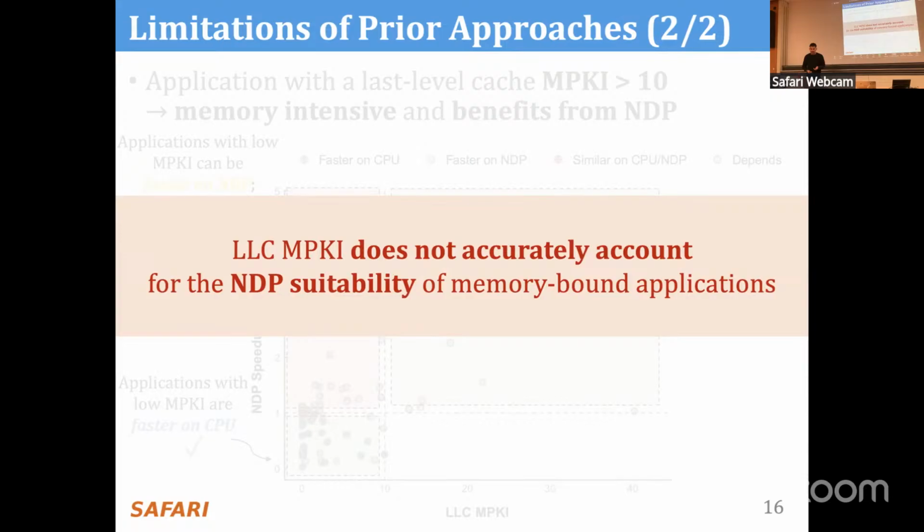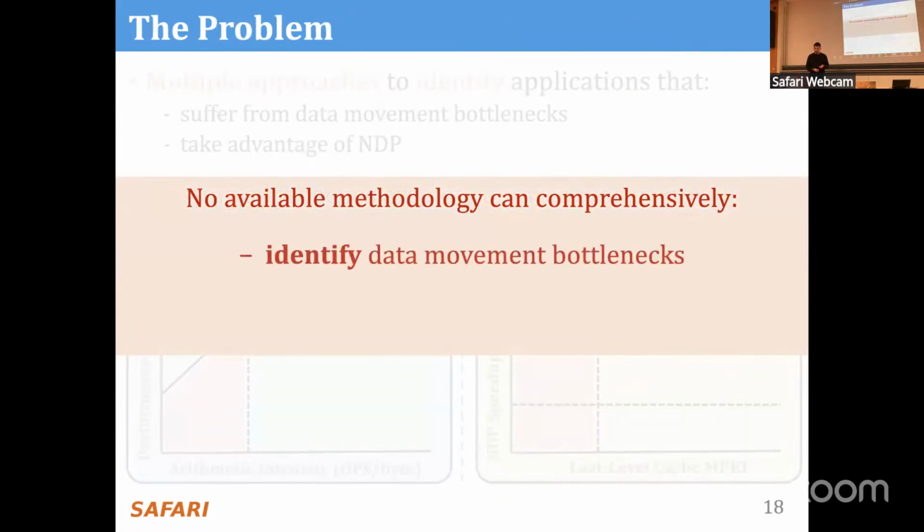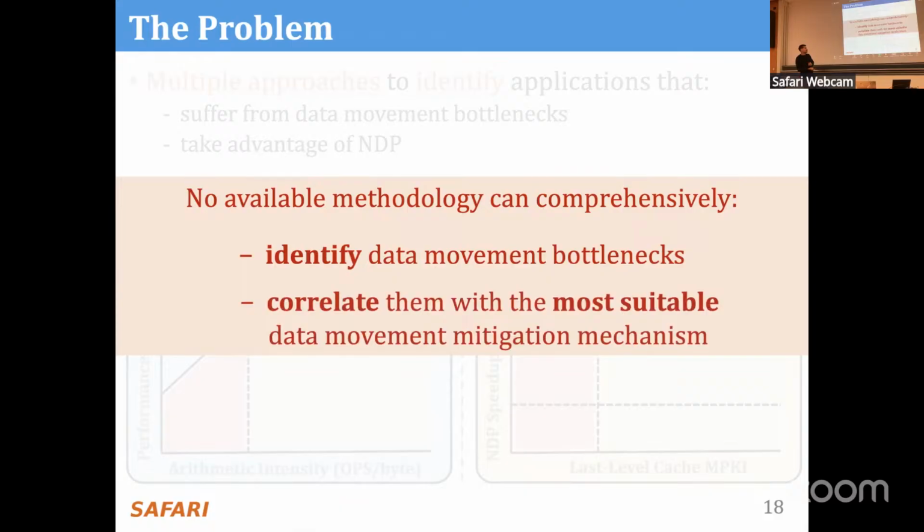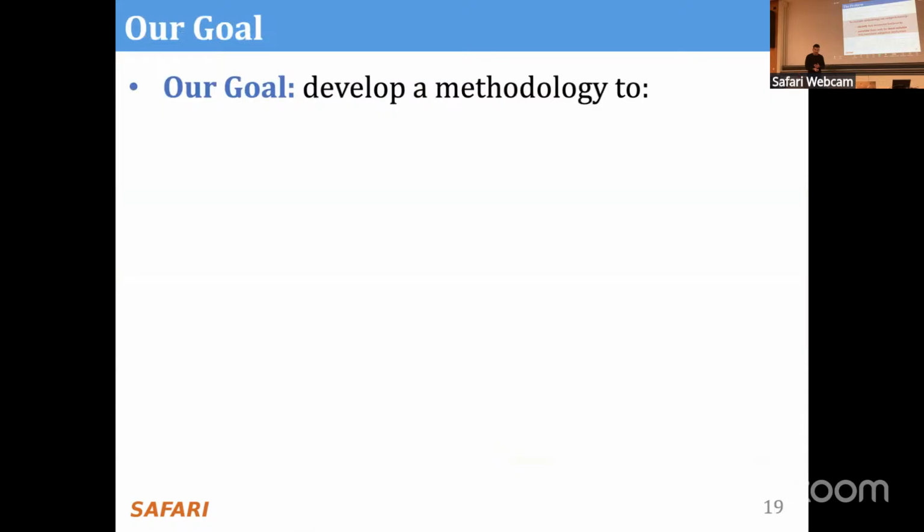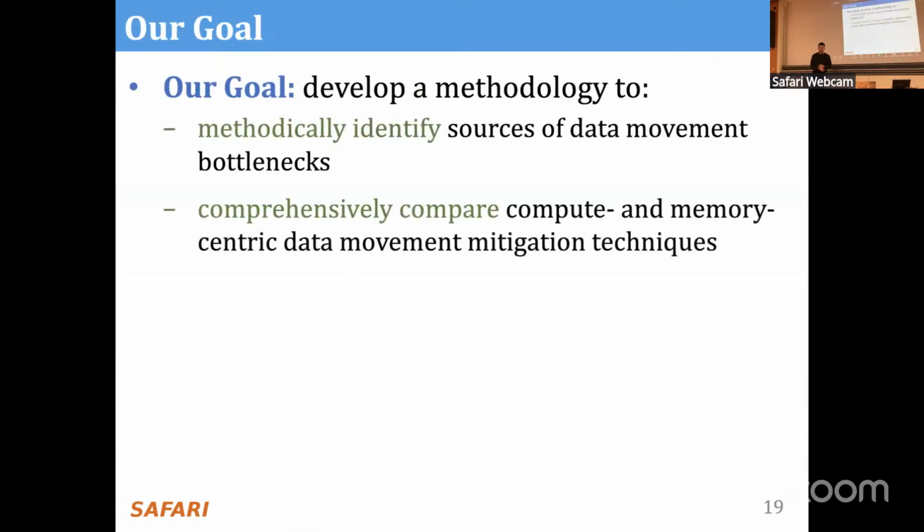So this leads us to the problem statement of this work: there is actually no single methodology that can tell you, with high guarantees, a good definition of memory intensiveness that translates to processing memory suitability. And this is what we're trying to come up with over here. What are the metrics that we actually need to look at to create this definition, and also to allow us to compare data-centric and memory-centric systems.